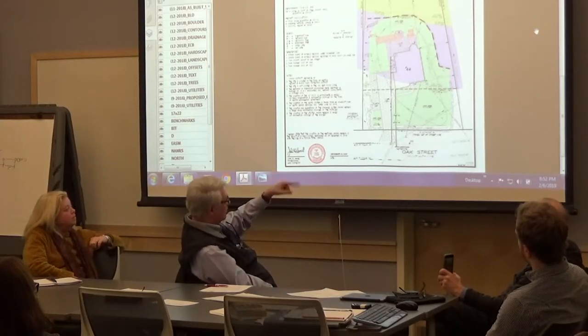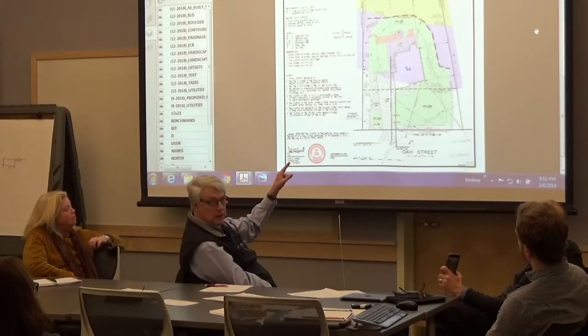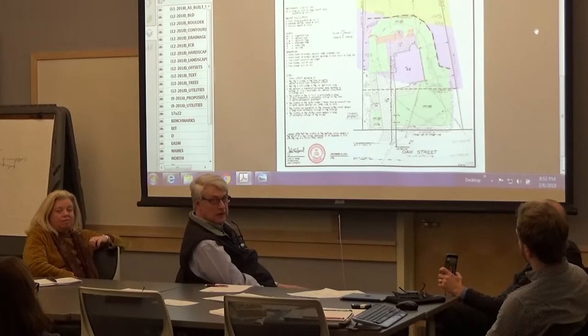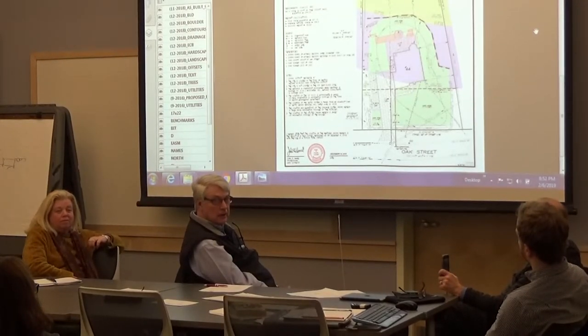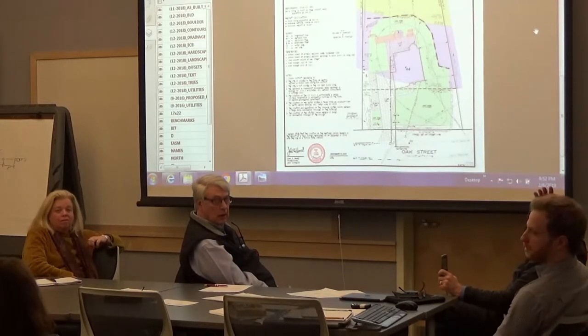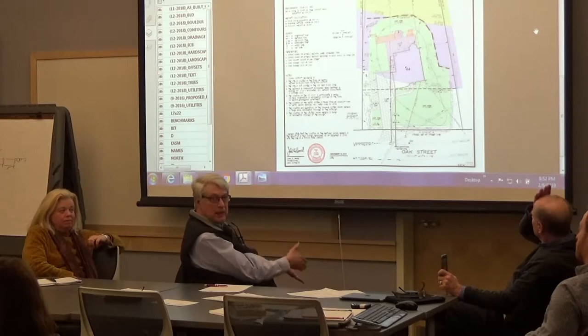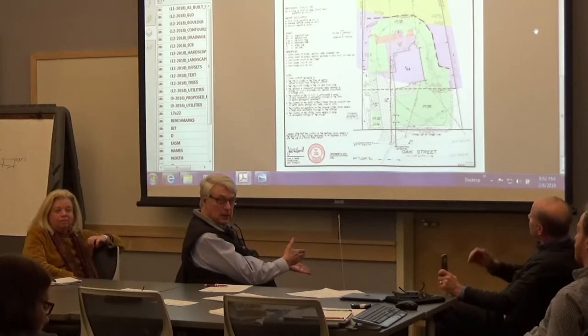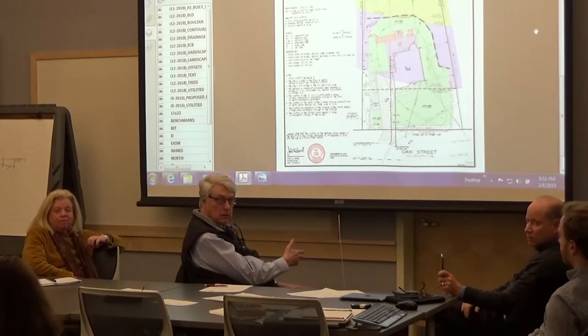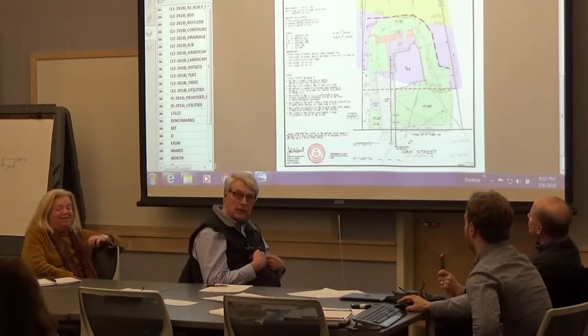I noticed in one of the photographs, I don't know if the fence has been installed yet or not. It hasn't. It hasn't been approved yet. You're asking for approval in time. You have to approve it. Well, we haven't seen a submittal on it. Where is the submittal on the fence? We have a submittal on the fence. It's on the plan. Which plan?